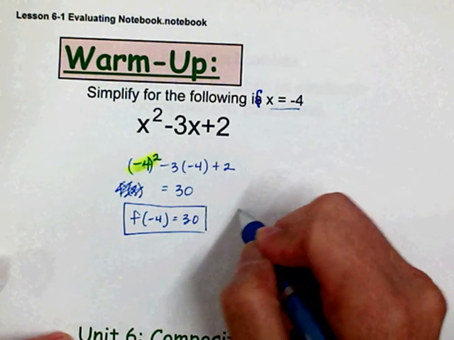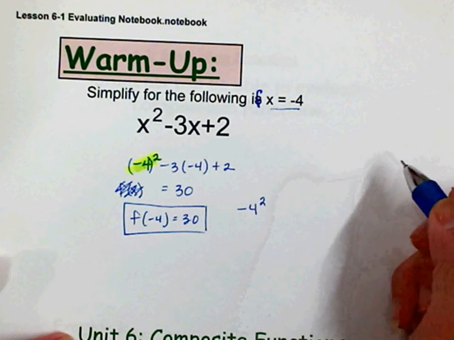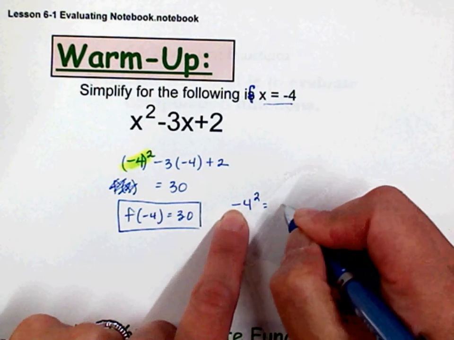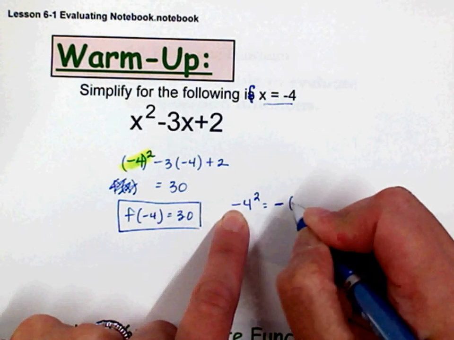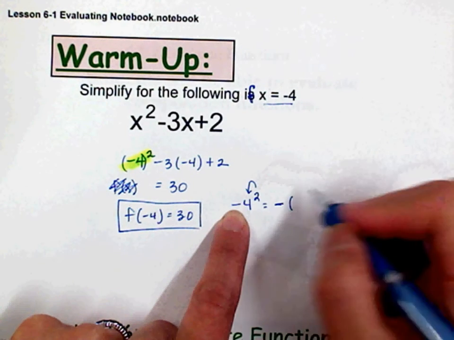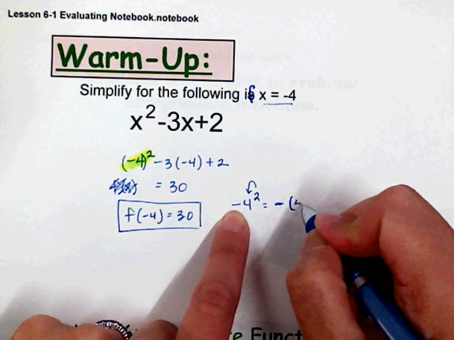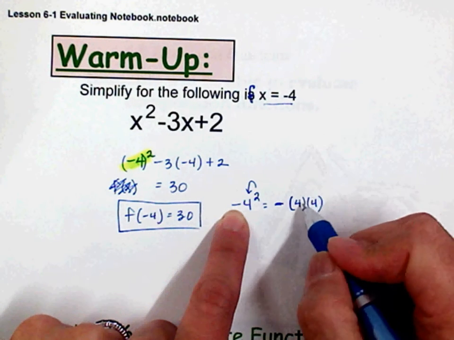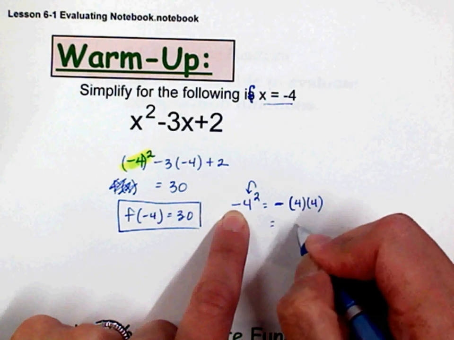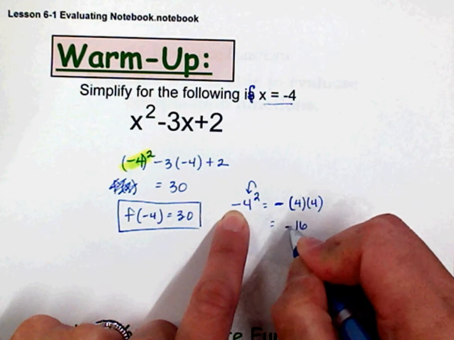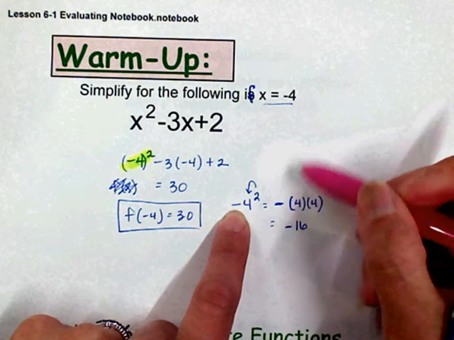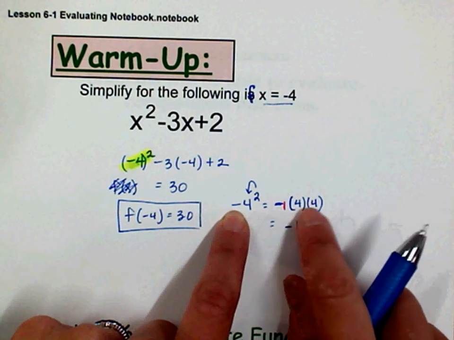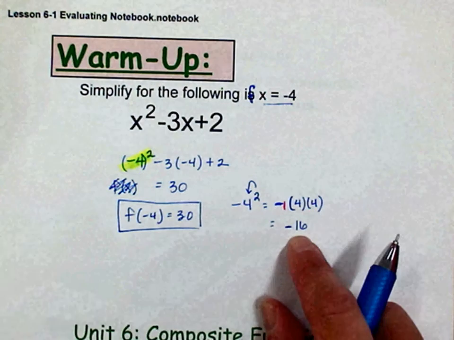If you wrote -4 squared, there is an understood 1 there. That's the same as negative, only the 4 is being squared. So -4 times 4. 4 squared means you have two 4s. 4 times 4 is 16. But you see how you have that negative? It's like an understood 1. So this here is the same as -1 times 4 and 4, which is -16.